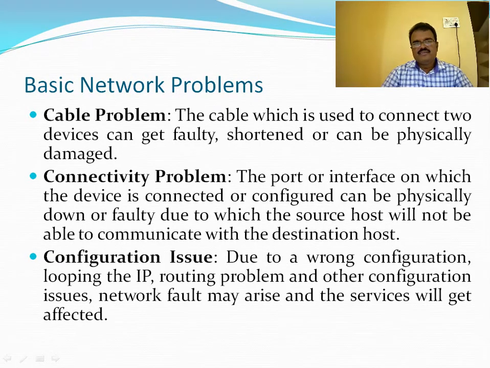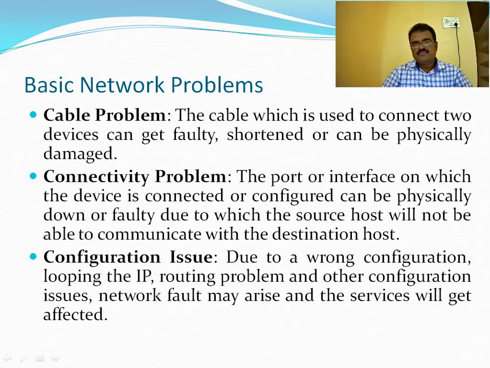These are the basic network problems: cable problem, connectivity problem and configuration issue. The cable which is used to connect two devices can get faulty, shortened, or physically damaged. So these three possibilities occur in case of cable problem. We have to check whether the cable is faulty, whether it is shortened anywhere, or whether it is physically damaged at all.